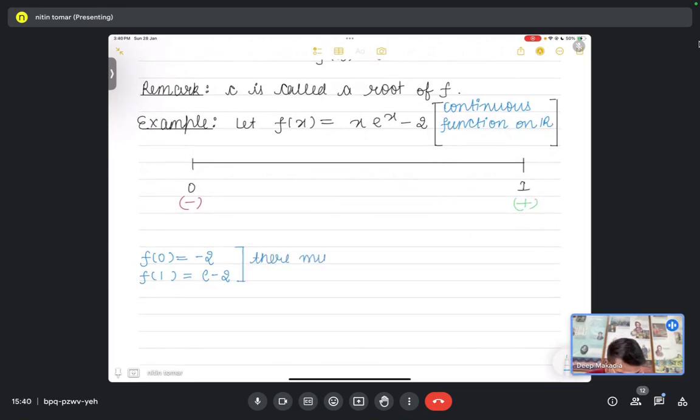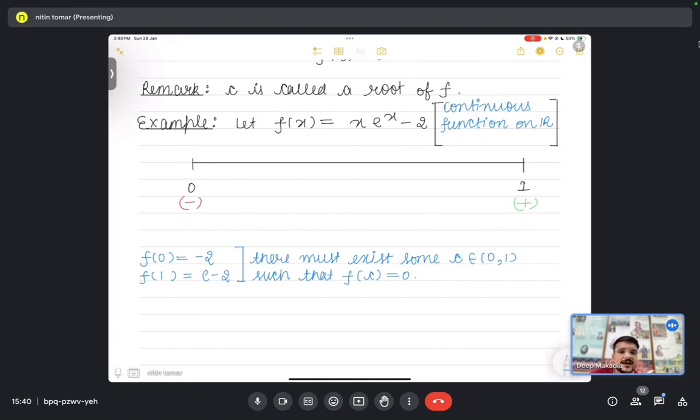Very good. Let us write it step by step. There must exist some c between 0 and 1 such that f of c is 0. Am I correct? Now, if I am to ask you, what should I do?